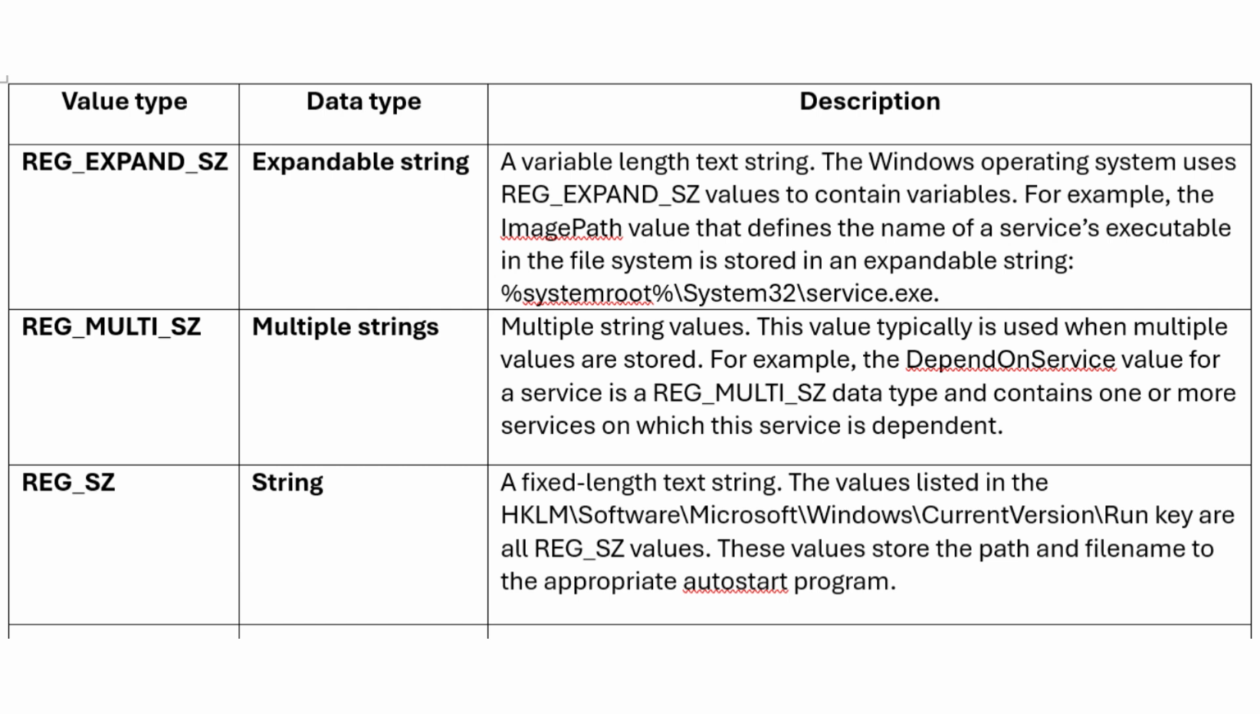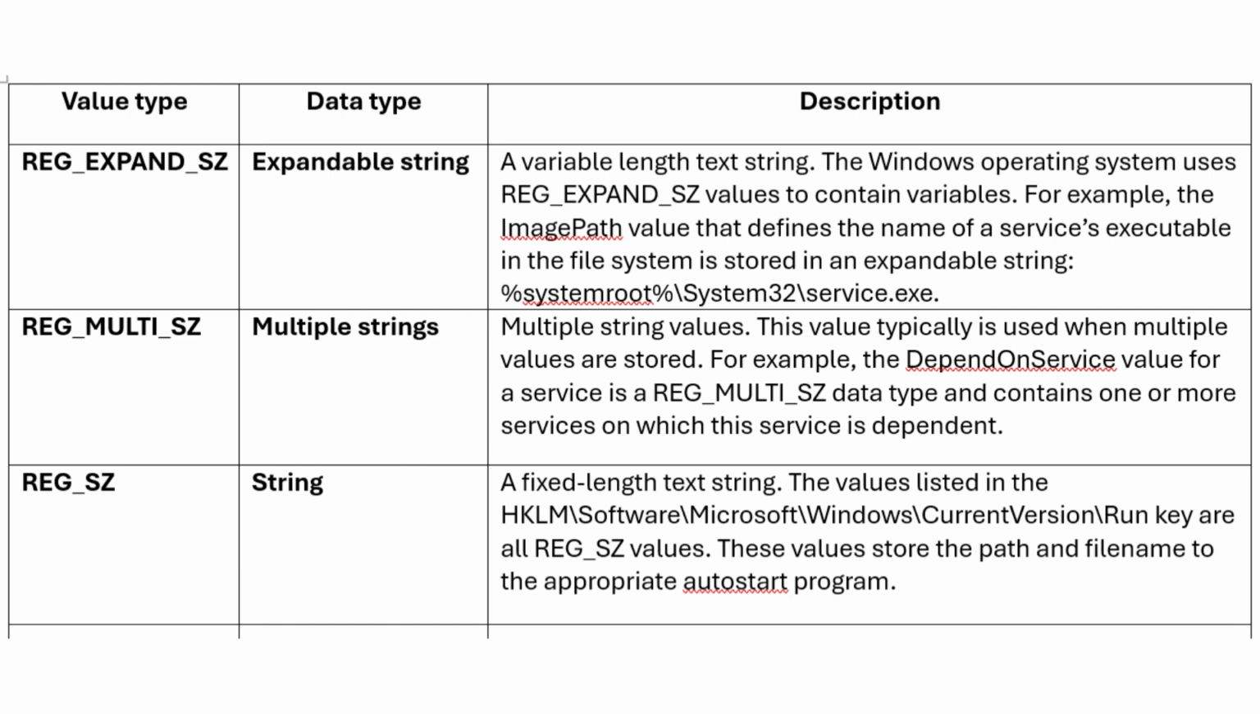REG_EXPAND_SZ, expandable string, a variable length text string. The Windows operating system uses REG_EXPAND_SZ values to contain variables. For example, the ImagePath value that defines the name of a service's executable in the file system is stored in an expandable string, %SystemRoot%\System32\service.exe.